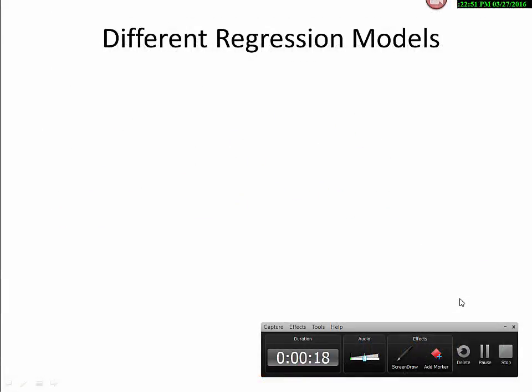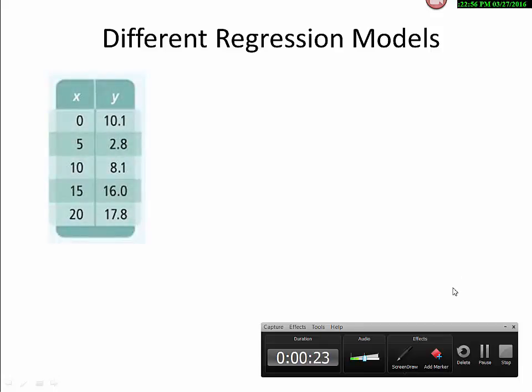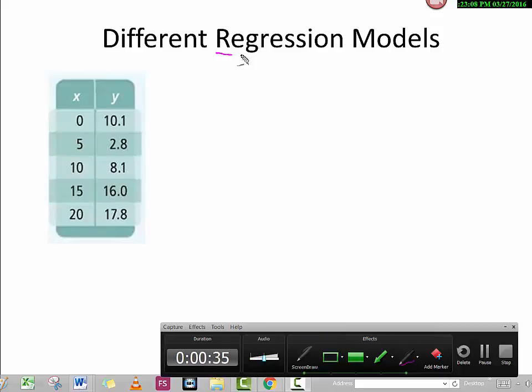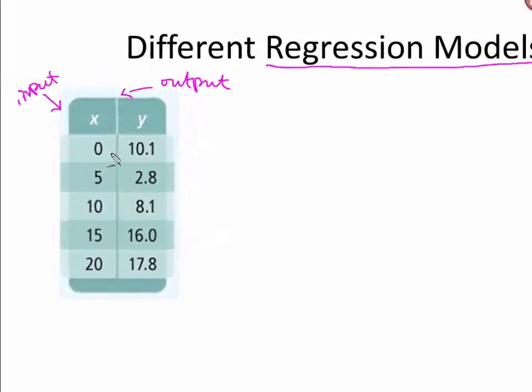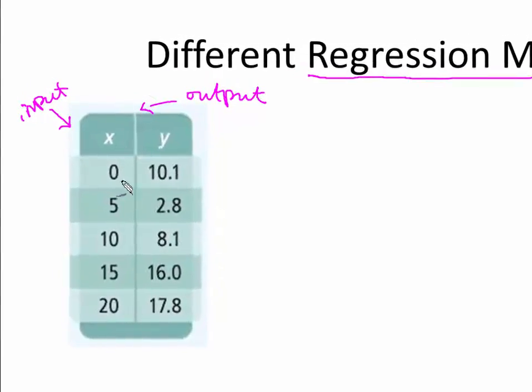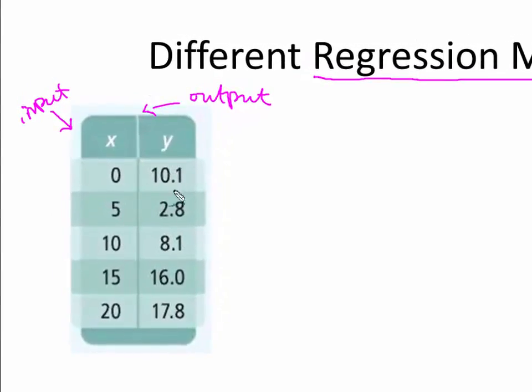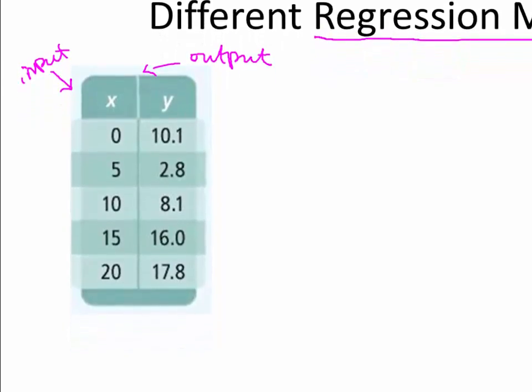Now let me give you an example. If you're given a set of data and you're asked to construct a model to fit all this data, we call these regression models. As we learned before, x is the input and y is the output. Now you're given 5 data points where x equals 0, 5, 10, 15, and 20, and y equals all these values. You can use your graphing calculator to come up with different models to fit this data.